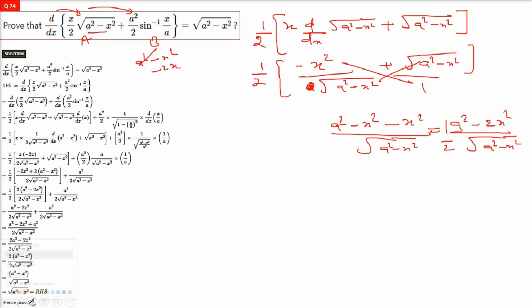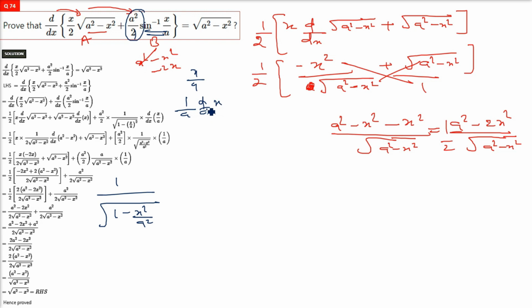Second part, we don't need to apply the product rule. Why? Because a square by 2 is entirely constant. So we don't have to worry about a square by 2. You can just keep it like that. But sine inverse anything will be 1 by under root 1 minus of that thing square. So 1 by under root 1 minus x square by a square. Differentiation of x by a is simply 1 by a only, because d by dx of x is 1. So 1 by a will come outside.